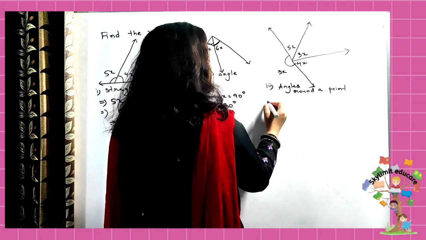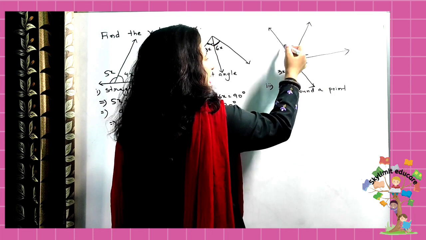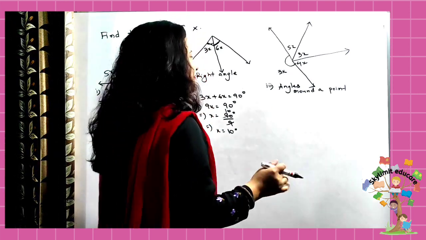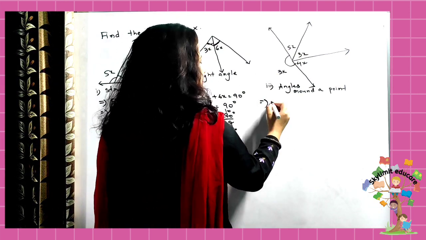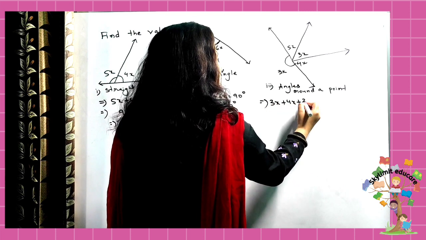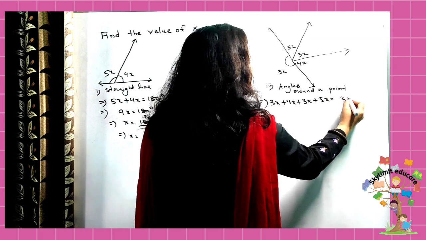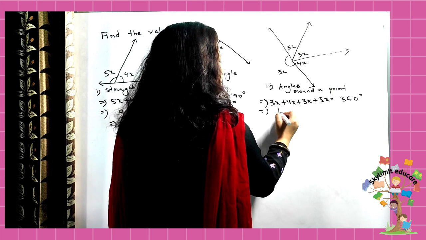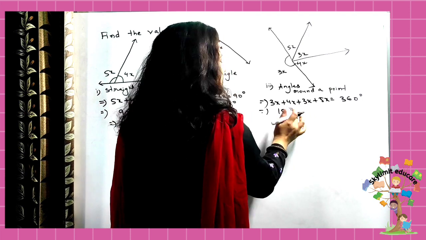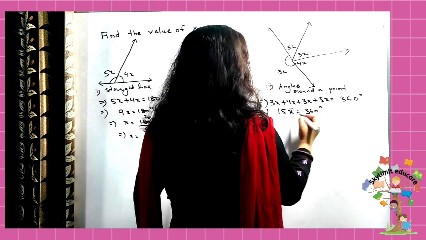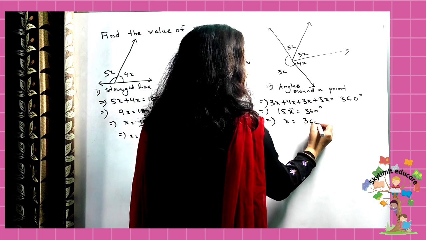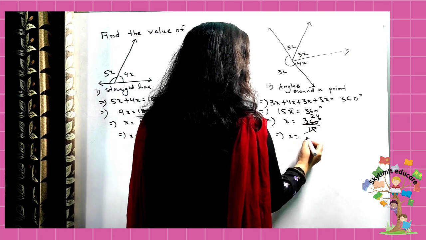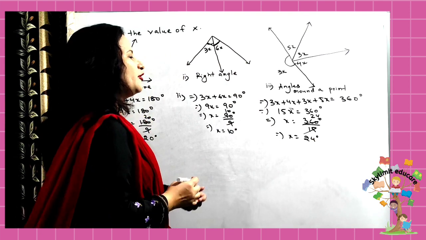Now let's come to the third bit. The third bit says that these are the angles around a point, and you know that angles around a point form 360 degrees. Okay, so simply add up all the angles. 3x plus 4x plus 3x plus 5x all add up to form how much? 360 degrees. So add it. 15x is equal to 360 degrees. x will be equal to 360 degrees divided by 15. So we got here x is equal to 24 degrees, right? 24 degrees we have got here.